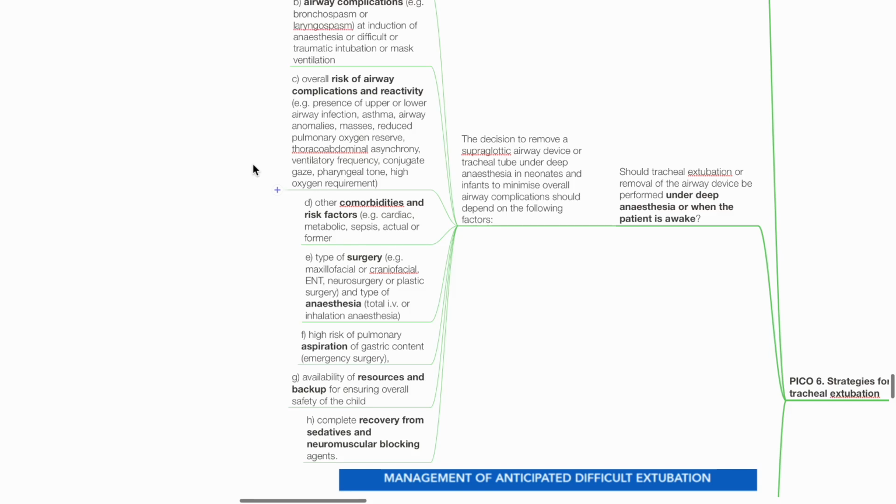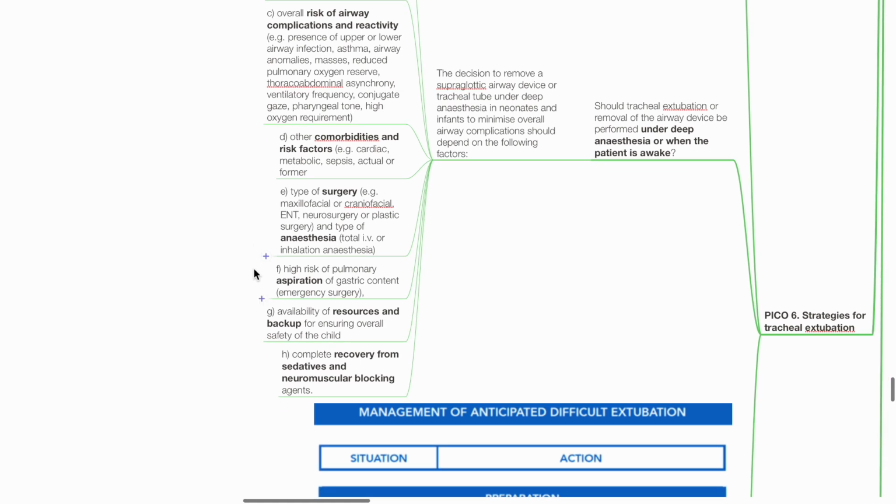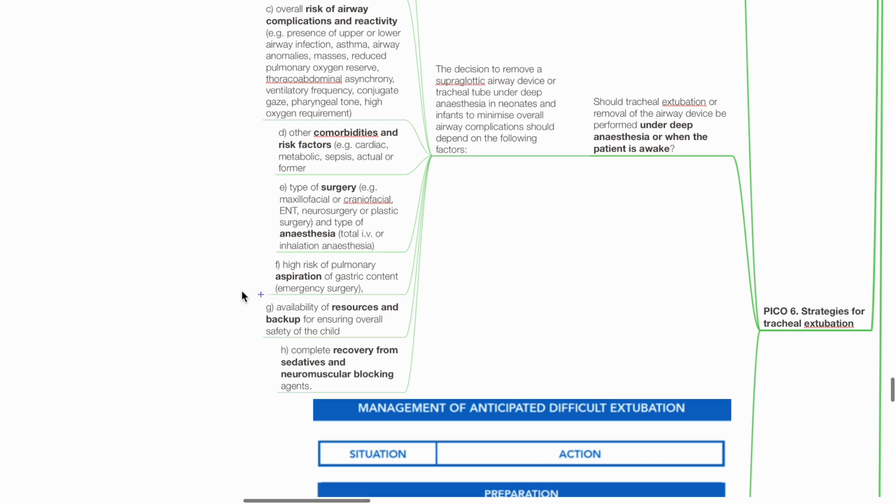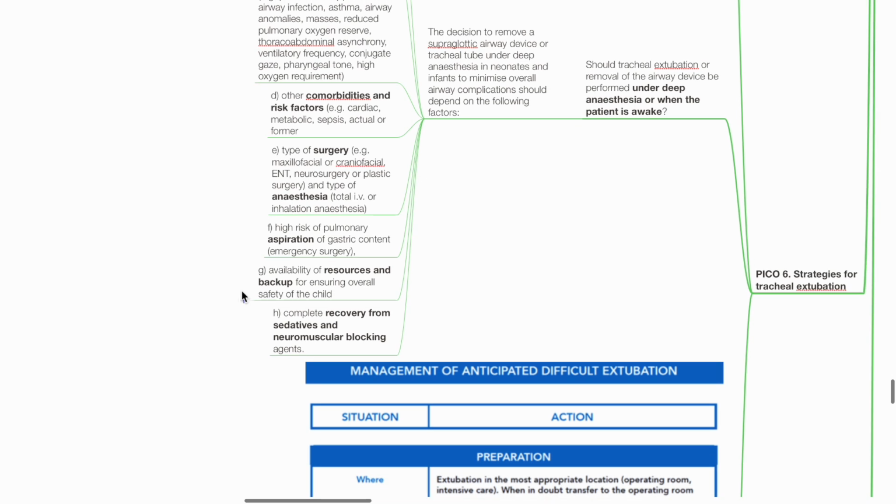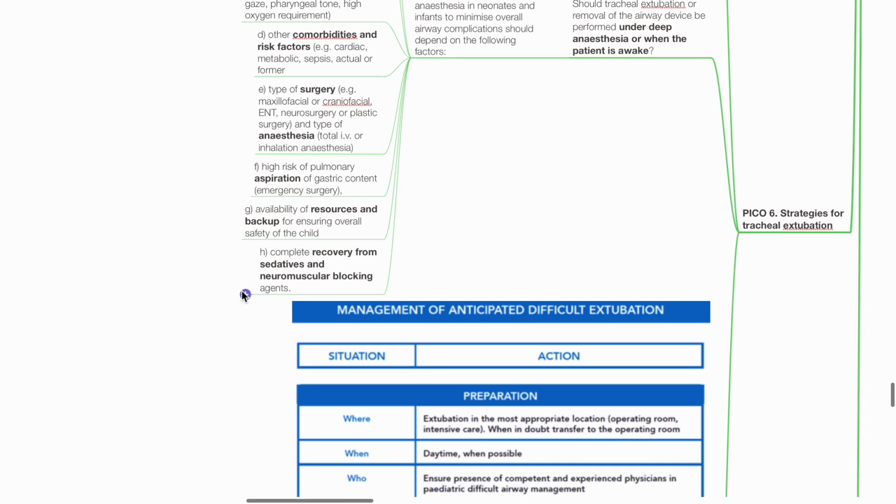E. Type of surgery, for example, maxillofacial or craniofacial, ENT, neurosurgery or plastic surgery, and type of anesthesia, TIVA or inhalational. F. Risk of pulmonary aspiration, for example, emergency surgery. G. Availability of resources and backup for ensuring overall safety of the child. H. Complete recovery from sedatives and neuromuscular blockers.